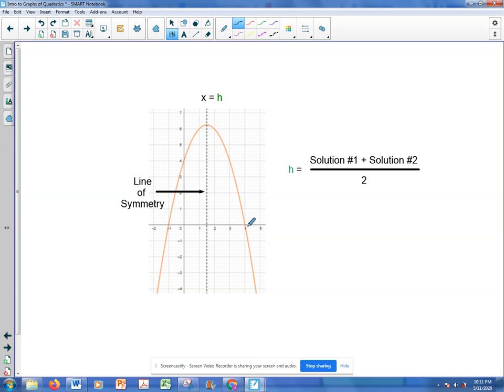If I can see that it hits at 4, that's one of the solutions. I'm going to call it solution 2. And then it hits at -1. I'm going to call that solution 1. Then I can add those two numbers together. I want to find the average of those two things. So -1 plus 4 is 3, and half of 3 is 1.5. So right here, that line of symmetry will be x equals 1.5, or 3/2.